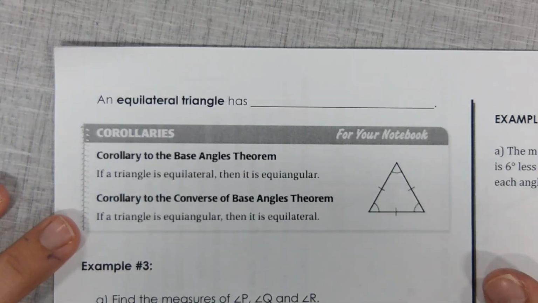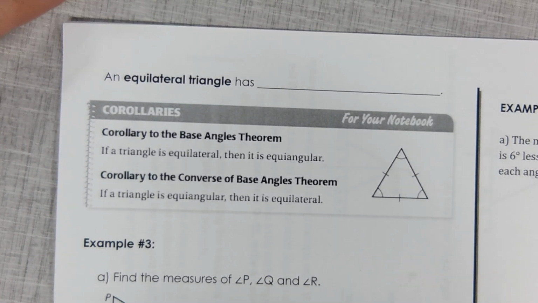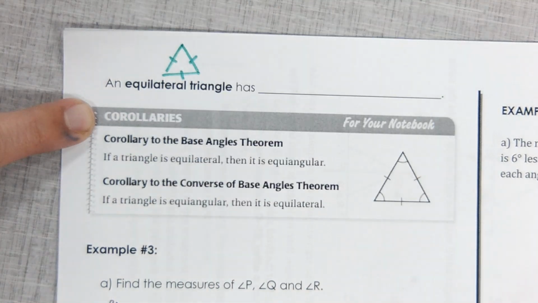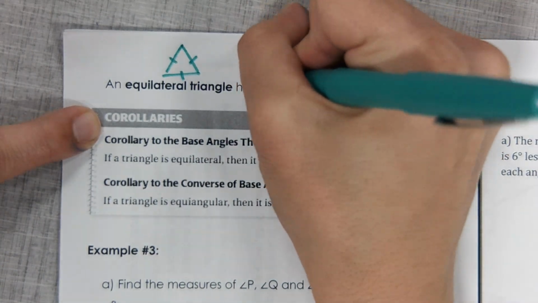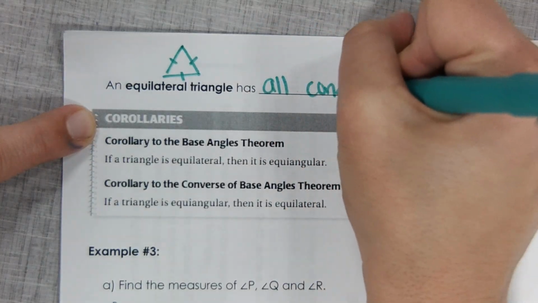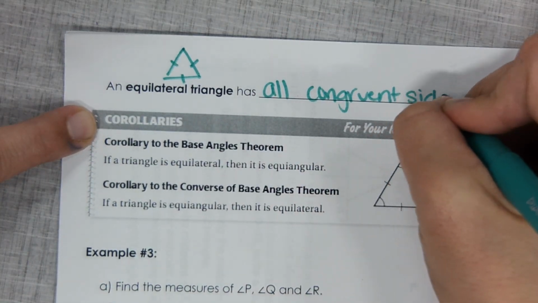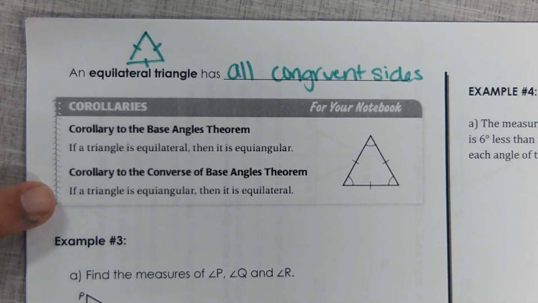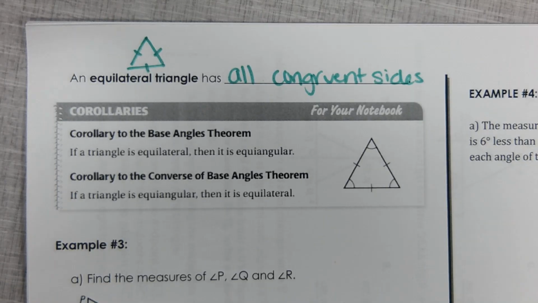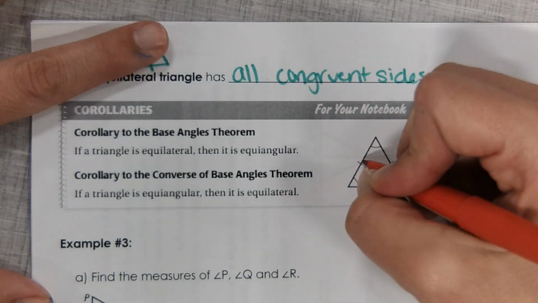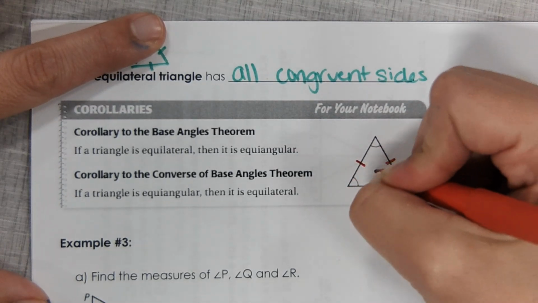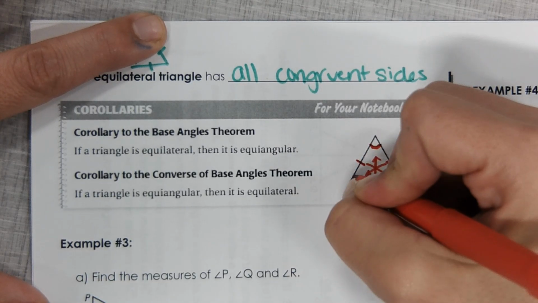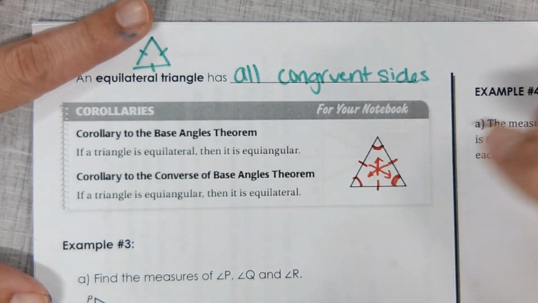Okay, then on this side, it stays pretty simple. Now we're talking about equilateral triangles. So equilateral triangles are triangles that have all the sides equal, so all congruent sides. Okay, so in an equilateral triangle, all the sides are equal, and therefore all the angles opposite the congruent sides are congruent as well. So all the angles are equal.